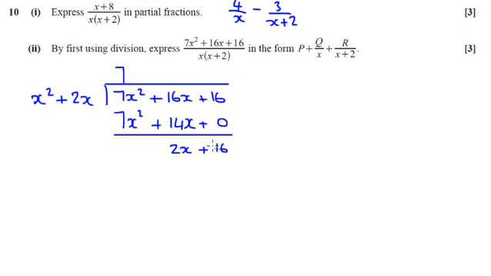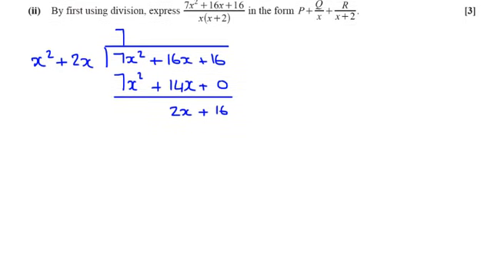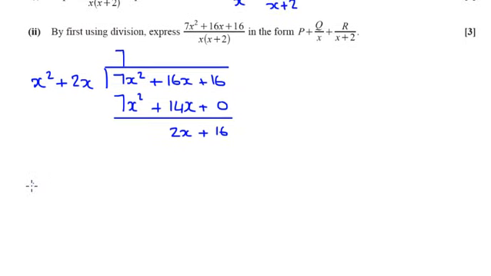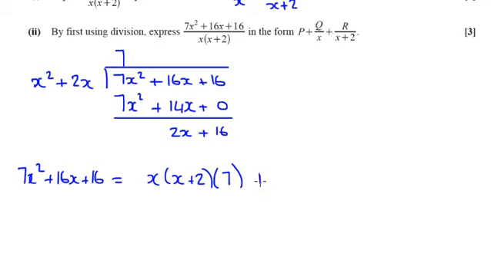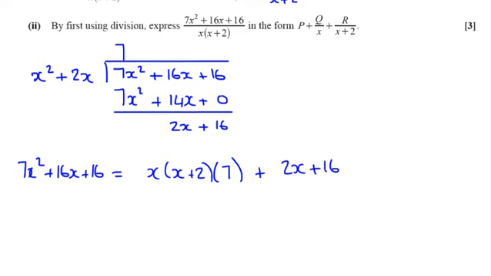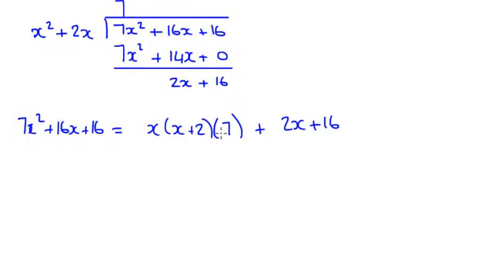That's my quotient, and that's my remainder. So what does that actually mean? That means that we can write 7x squared plus 16x plus 16 as this times by 7 plus this 2x plus 16 remainder. So they're equivalent, that's what it's telling me.